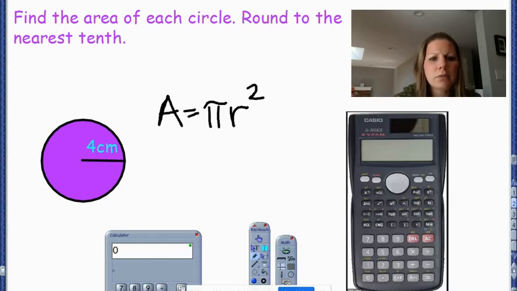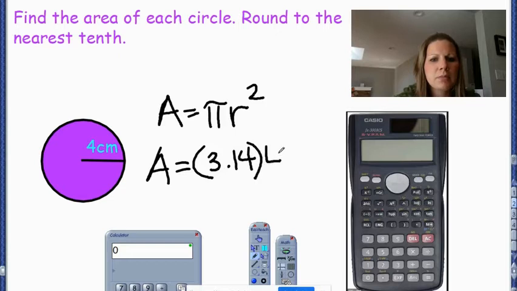Now all I need to do is plug in my r. My r in this problem is 4. So A equals, I could do 3.14, or I could use the pi button on our calculator. So 3.14 times r squared.